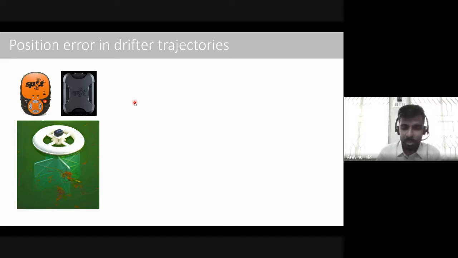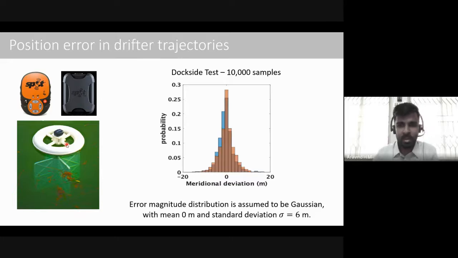So what we did to understand how accurate these GPS units were was essentially tie some of these drifters down to a dock and just took 10,000 samples of GPS readings for the drifters that were essentially stationary. And we obtained a Gaussian distribution with a standard deviation of 6 meters. So this is essentially the uncertainty associated with the drifter positioning.